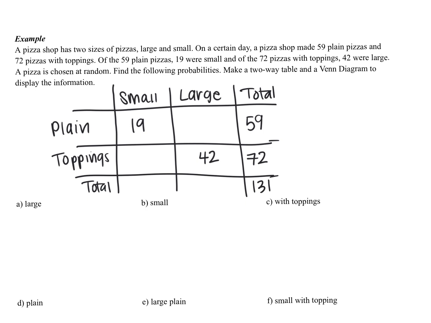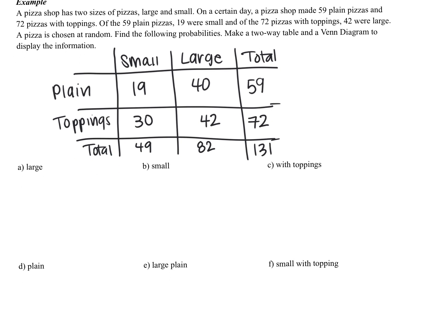With this information, I can finish completing my table. So I do 59 minus 19, and that gives me how many of the plain pizzas were large, which is 40. And if I do 72 minus 42, that gives me how many of the pizzas with toppings were smalls, which is 30. And then I can add to get my totals for my columns, which are 49 and 82, which does also add to 131. So all of my math was done correctly.